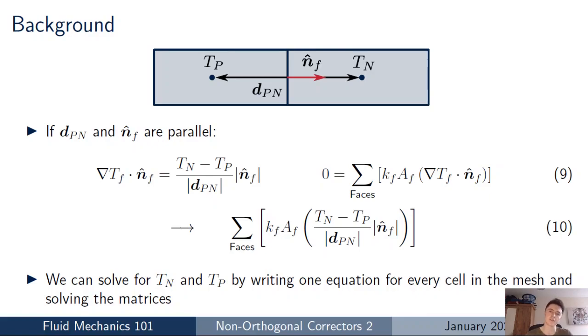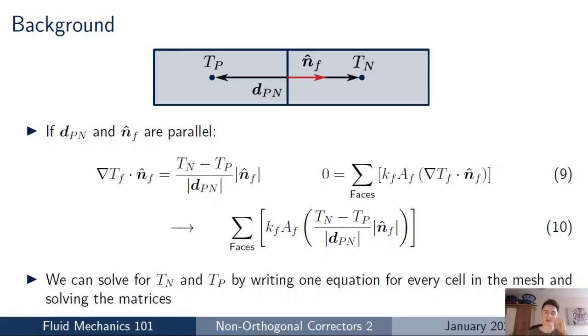So if the line between cell centroids is parallel with the unit normal vector, nf, you can see there in the picture, then it's very straightforward for us to proceed. We can substitute that expression in equation 9 into our conservation of energy, which you've also got there in equation 9, and just replace the dot product with the fraction which we see there. And that allows us to arrive at equation 10. What we've got is the summation of Kf Af multiplied by Tn minus Tp over the distance between the cell centroids, multiplied by the unit normal vector, equal to 0.